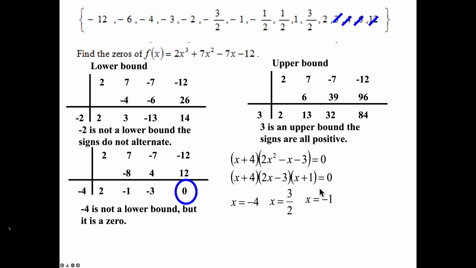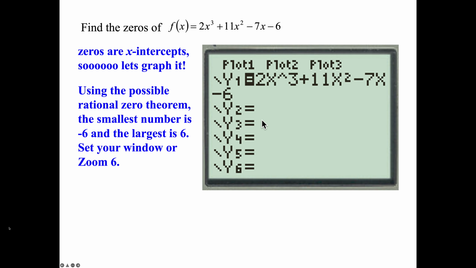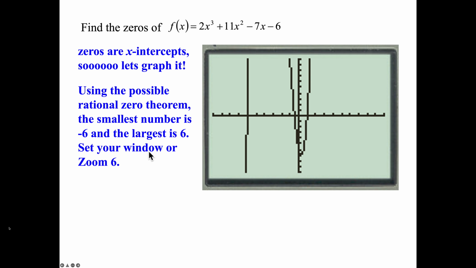All right. Now, this is what we have to do when we didn't have calculators. Now that you do have calculators, just graph it. Take the 2x cubed plus 11x squared minus 7x minus 6 and graph it. Now, the one thing in our graph that we can use is, since our constant is 6, you know that your rational zeros have to be from negative 6 to 6. So a standard window, which goes from negative 10 to positive 10, will fit all the x-intercepts you're looking for. So I graph it. So I hit zoom 6. Here's my graph.